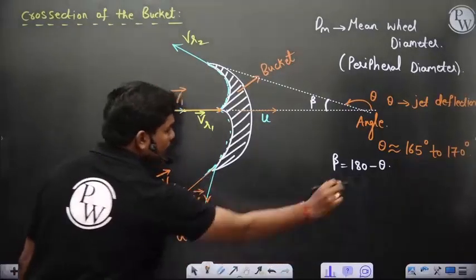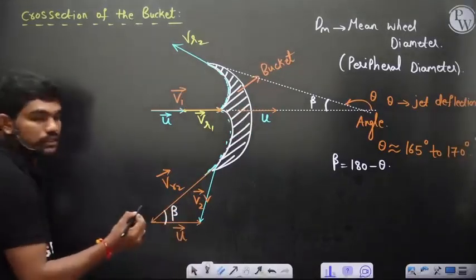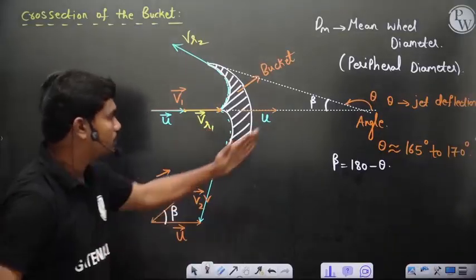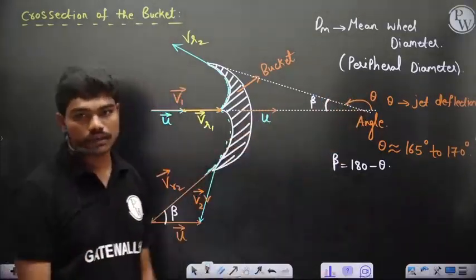And what about this angle? If this angle is beta, then this angle is also beta, correct? Because this is the angle between the line and the horizontal. Similarly, if you extend this like this, this angle would have been beta. It's symmetric. Okay, so this is beta.